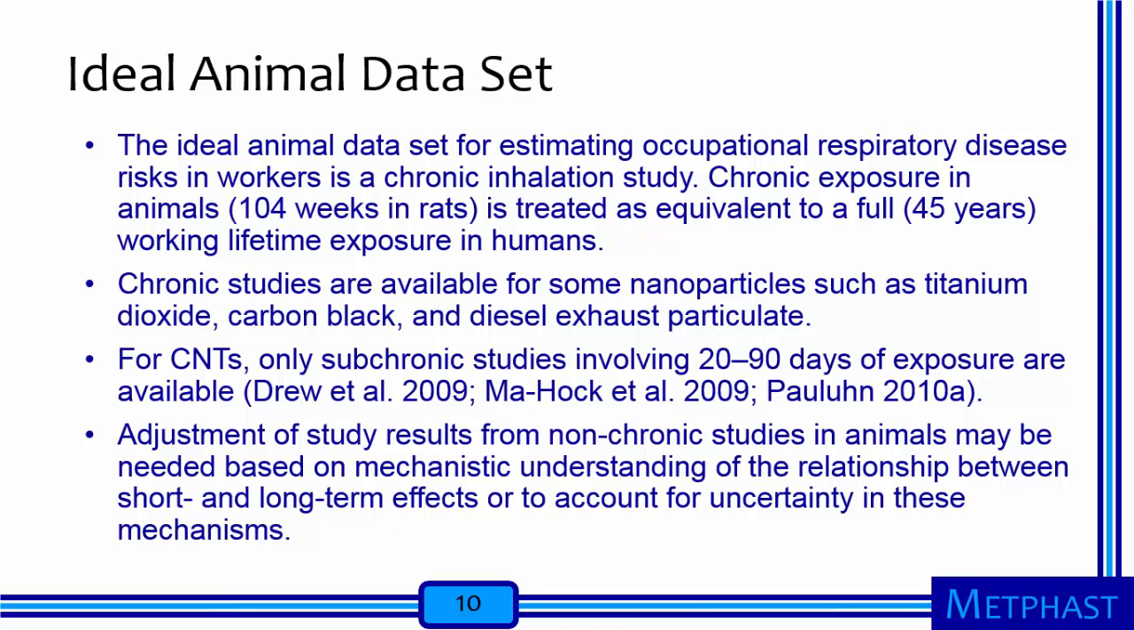For carbon nanotubes, only subchronic studies involving 20 to 90 days of exposure are available, such as the studies by Drew et al. in 2009, Ma Hawk et al. 2009, and Pauluhn in 2010. Adjustment of study results from non-chronic studies in animals may be needed based on mechanistic understanding of the relationship between short and long-term effects or to account for uncertainty in these mechanisms.